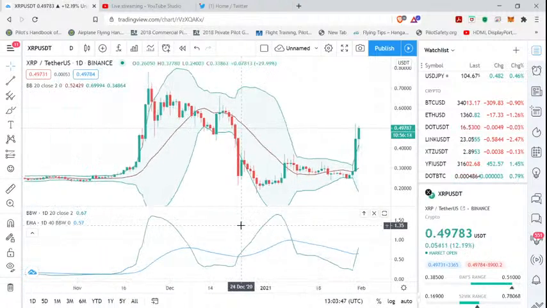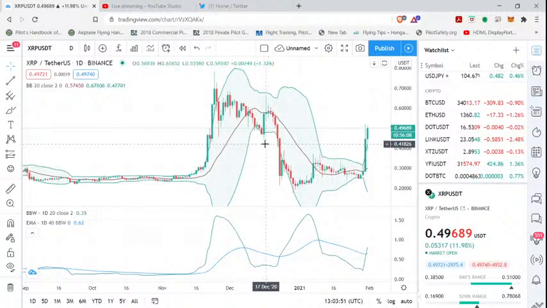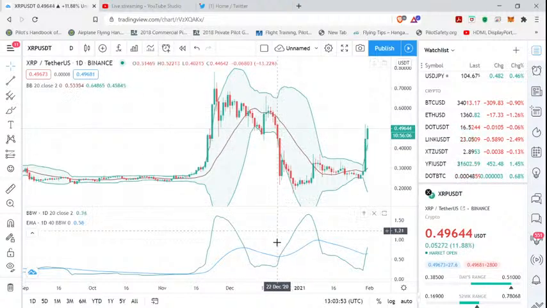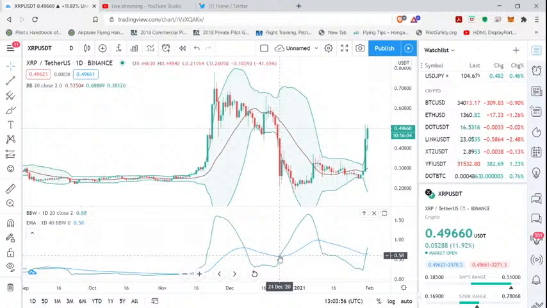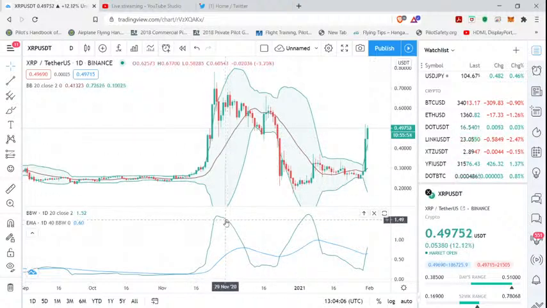Let's zoom in a little bit. So this is where you have to be careful. Just because it goes up and the Bollinger Bands expand, that doesn't mean the price is doing that. Price is dropping. So that's something you have to keep in mind.